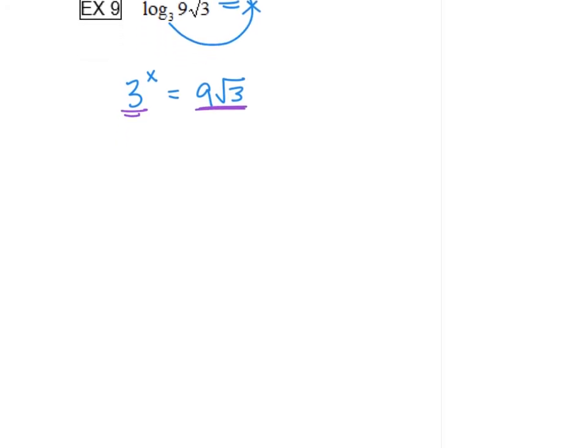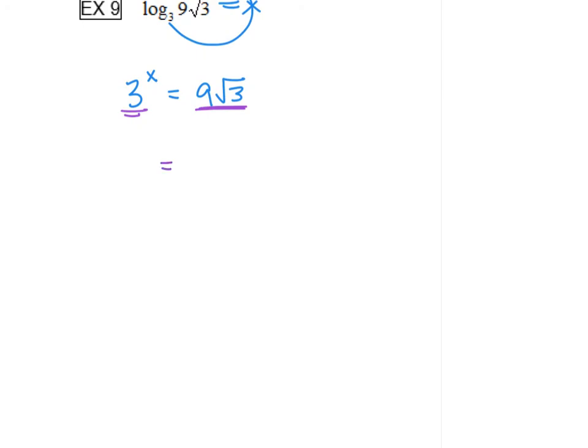All right, log base 3 of 9 times the square root of 3 is equal to something. So let's work through this and see what's going on. We have 3 raised to the x power is equal to 9 square roots of 3. Okay, so similar to the last one, we have a base of 3 over here, so we want this side to be written in terms of a base of 3.